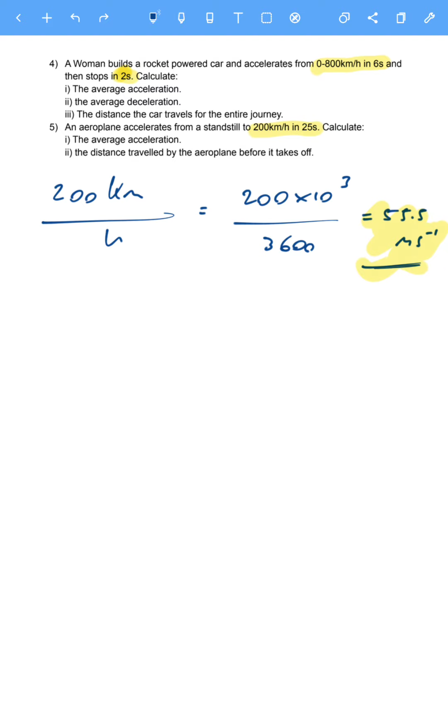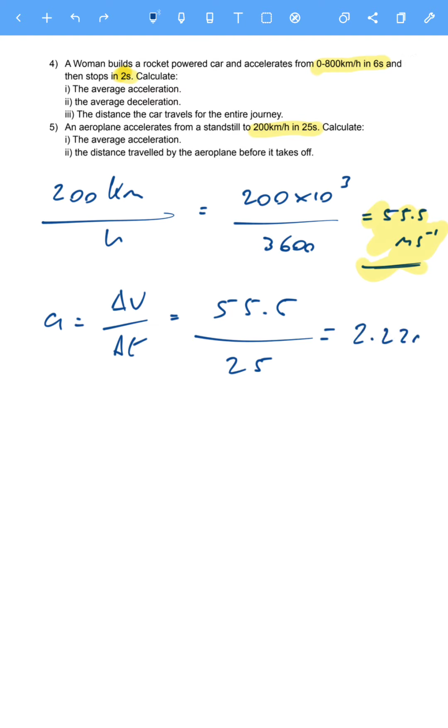Then what we need to do is get the average acceleration. Average acceleration is simply change in velocity divided by the change in time. The change in velocity we just calculated to be 55.5 meters per second, divided by the change in time, and that took 25 seconds. So that gives us an acceleration of 2.22 meters per second squared.